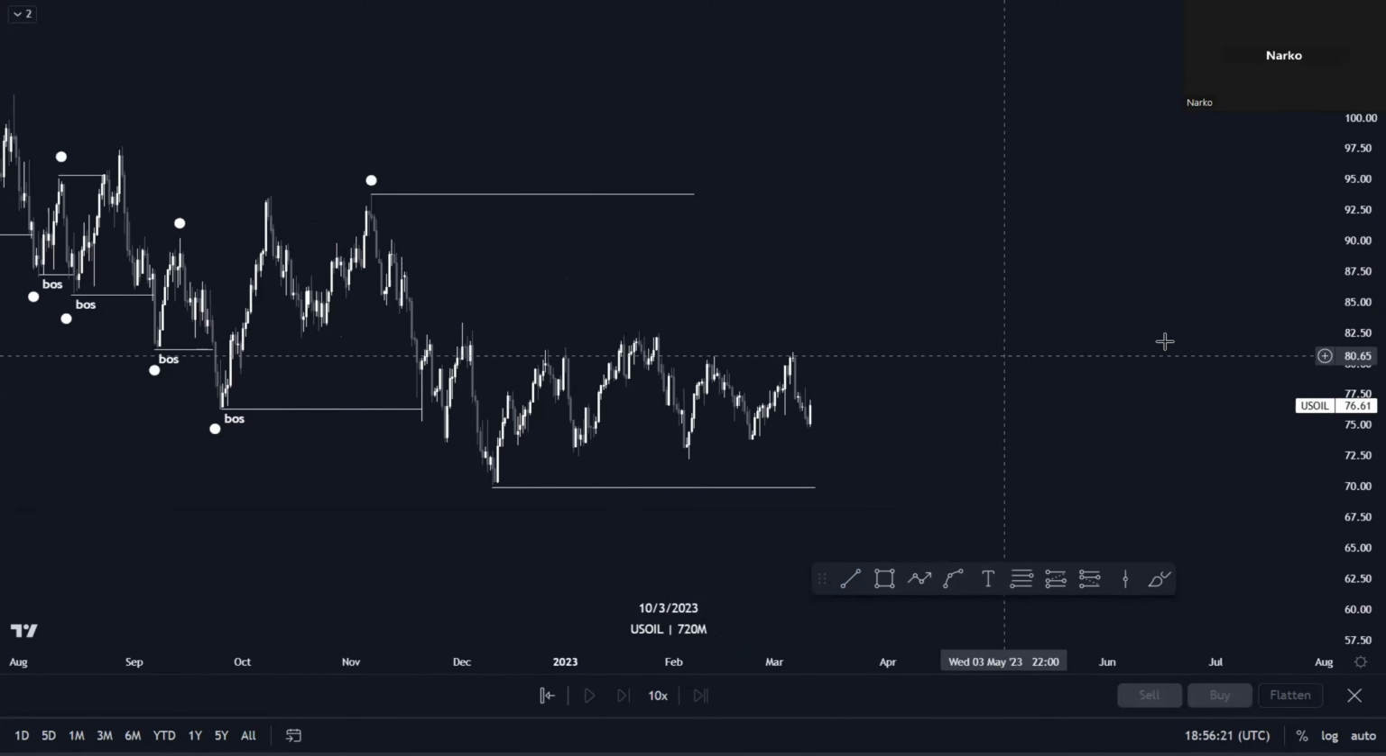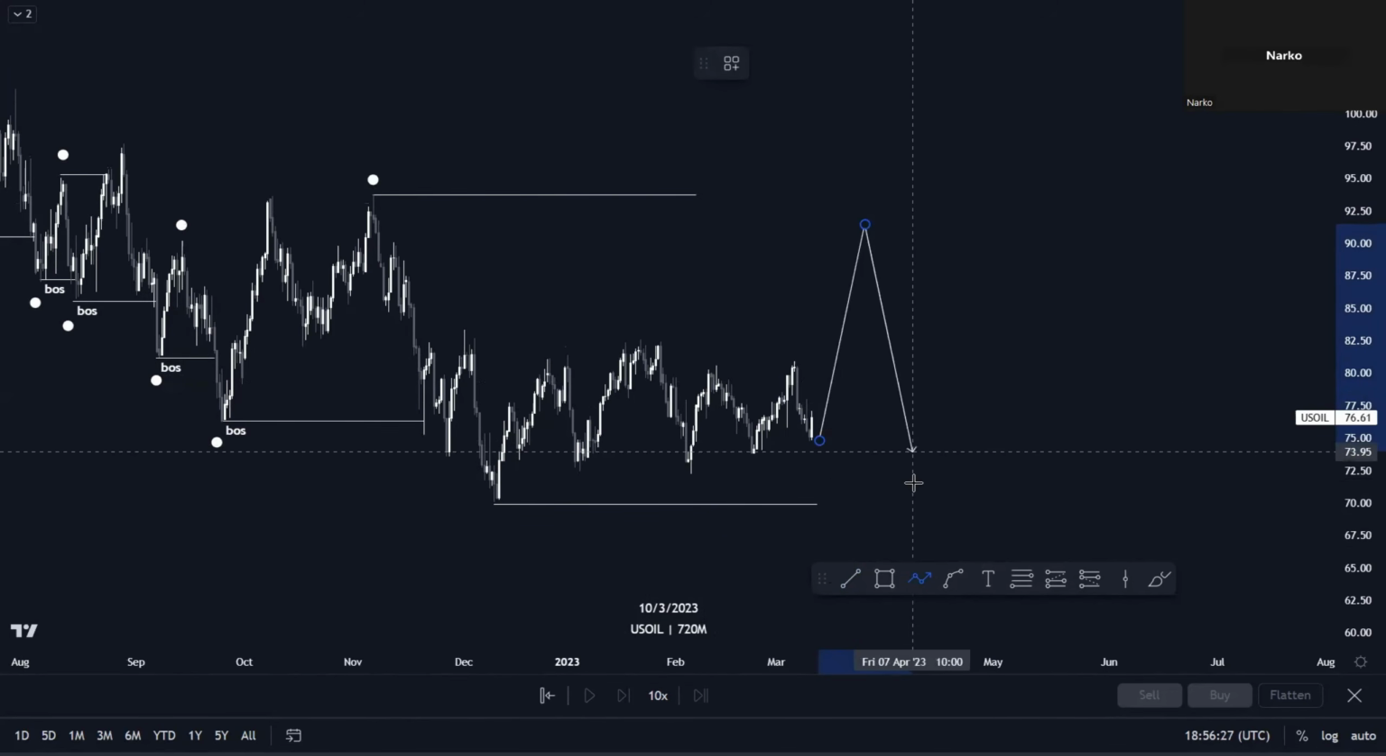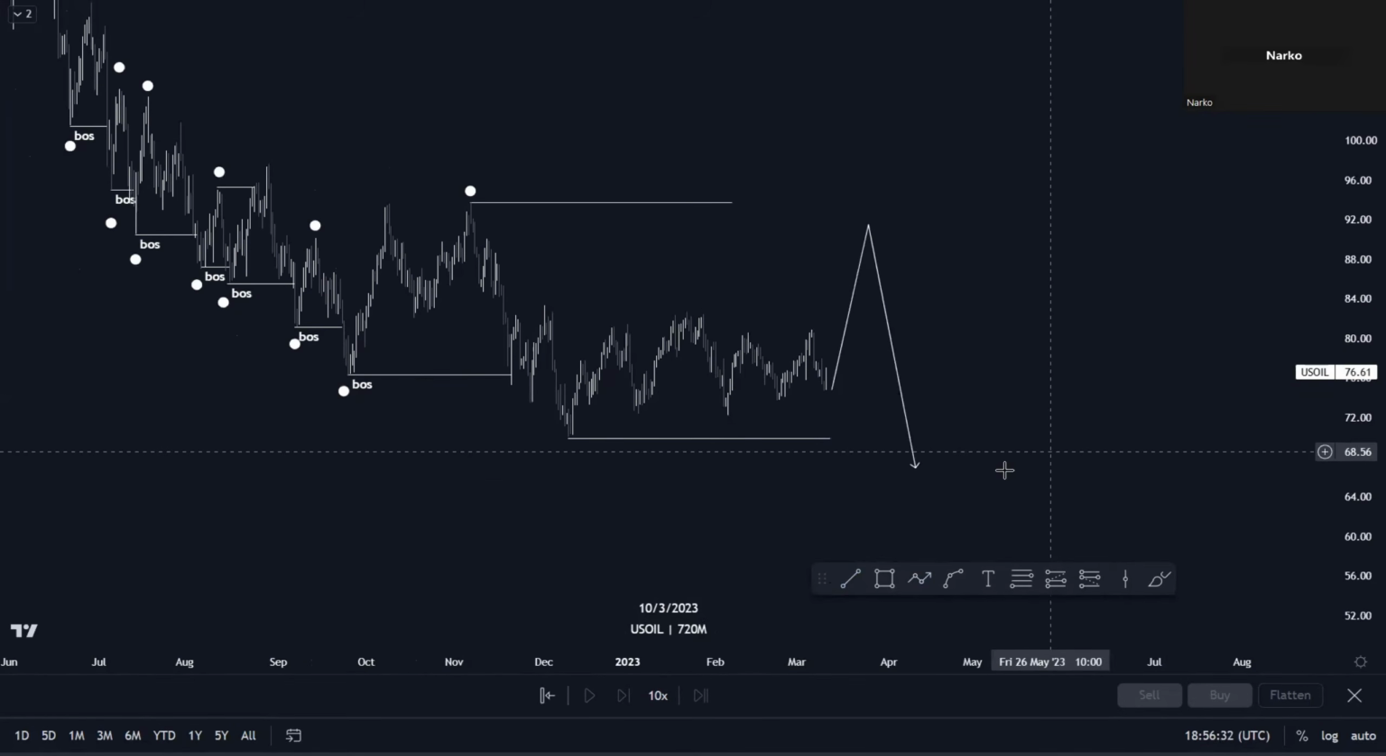So what we'll be looking for is price to respect this high here and push to the downside so that it continues bearishly.